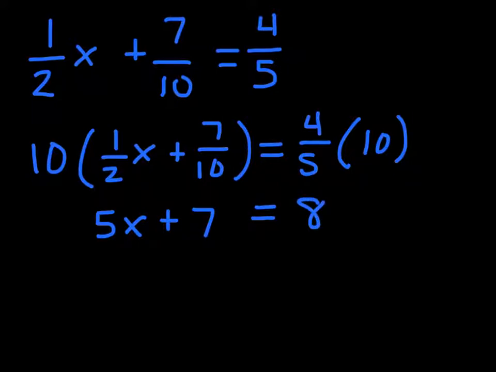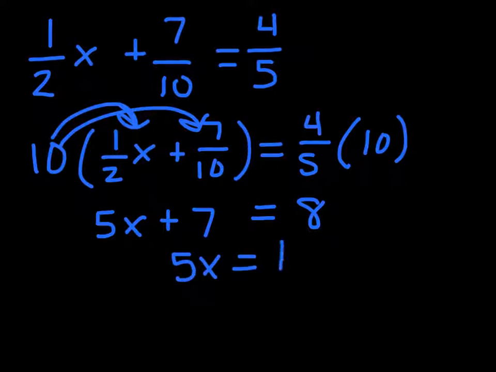Okay, I skipped a bunch of steps there. I did not show the distributive property. I just took 10 times 1/2 x and then 10 times 7/10. And I did not show my cross reducing, but I was pretty sure you would follow me. Our next step is to subtract 7 from each side, giving us 5x equals 1. Now I divide each side by 5, giving me a final answer of x equals 1/5.